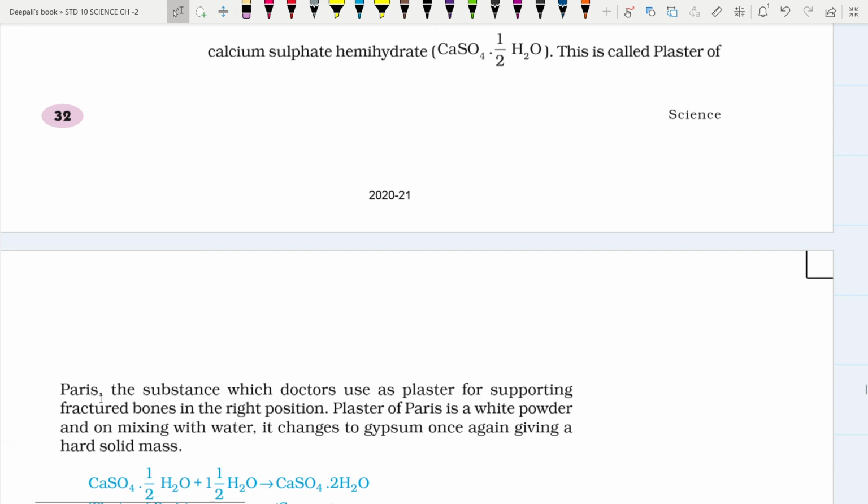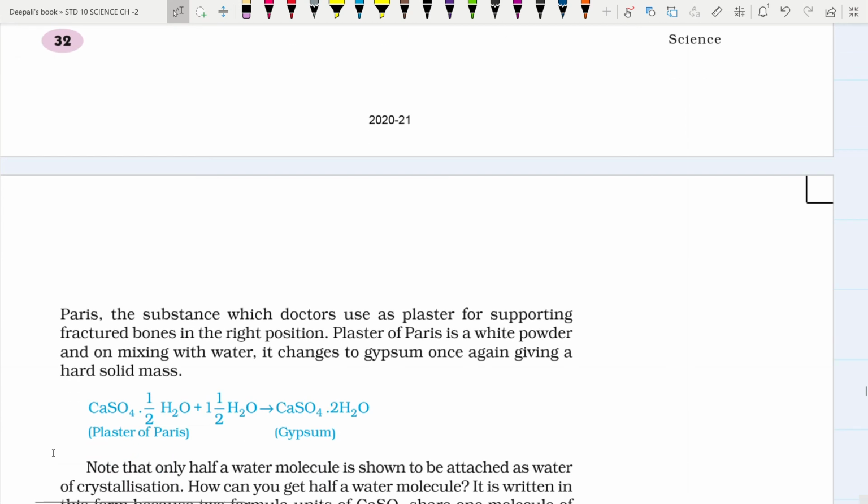You must have seen or heard about this word frequently from the doctors or sometimes even the construction men. They use it for making ceilings and various decorative articles. Even statues are made from plaster of Paris. And if you have met with an accident, the doctor uses plaster of Paris for supporting the fractured bone in the right position. Plaster of Paris is a white powder and on mixing with water it changes to gypsum once again, giving a hard solid mass.